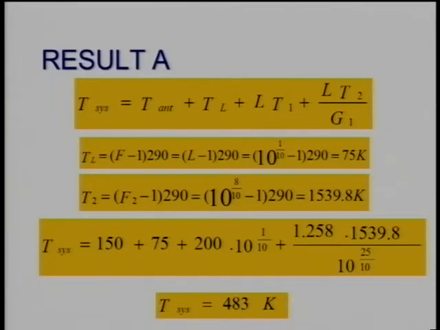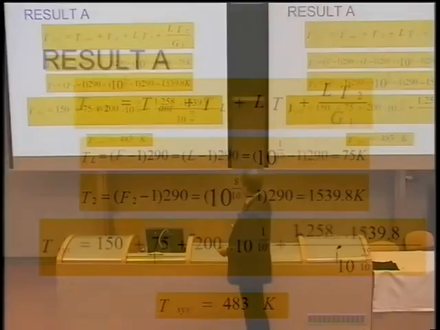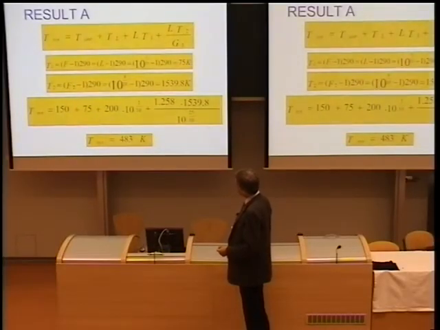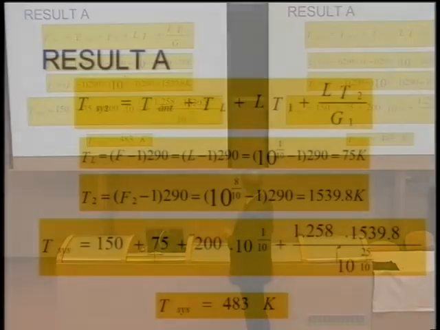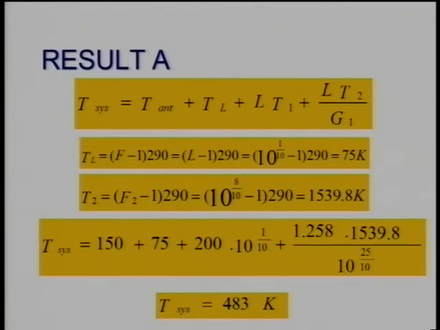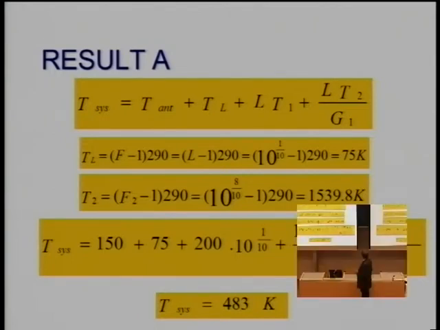So then our system temperature would be 150 Kelvin coming in from the antenna, plus 75 Kelvin from the lossy line. And here, 200 Kelvin is our LNA, but this increases by the loss. 10 to the power of 1 over 10 is 1.258. So this increases by a factor of 1.258. And then again, we multiply this second amplifier divided by the gain of the previous one.